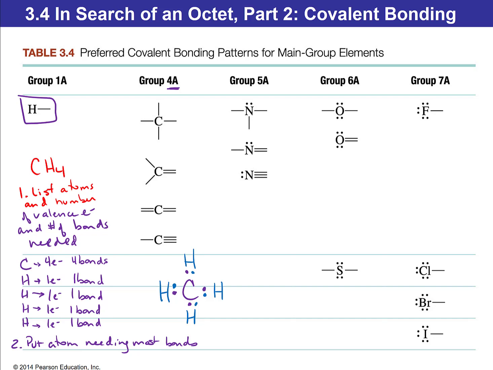Does this satisfy the hydrogens? Yeah. Each hydrogen now can behave like helium because it can behave like it has 2 electrons. And the carbon in the middle, it has the 8. Okay? So the carbon in the middle behaves as if it has 8 electrons. You could convert those to the dashes.